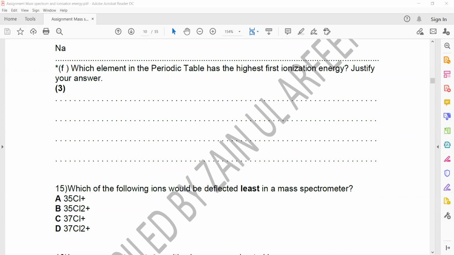So 1 mark, because it's of 3 marks. So how will you write your answer? The first thing you will mention is the name of the element. So that's helium.